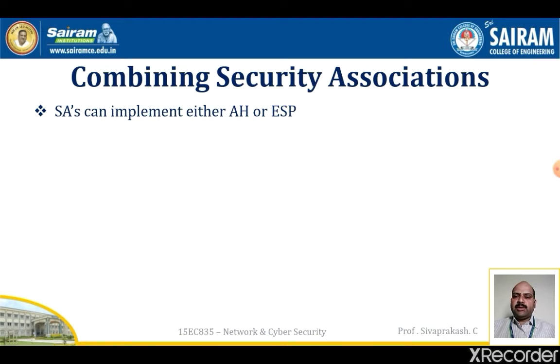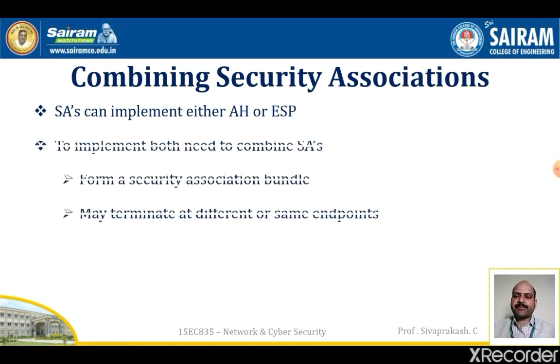An individual security association can implement either the authentication header or encapsulation security payload protocol, but not both. Sometimes a particular traffic flow will call for the security services provided by both AH and ESP. Further, a particular traffic flow may require IP security services between hosts and, for that same flow, separate services between security gateways such as firewalls.